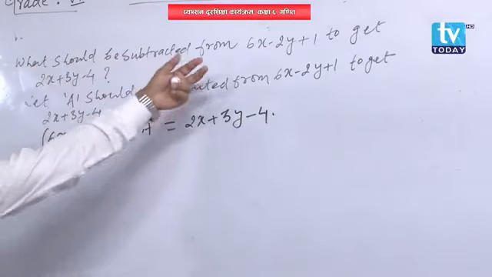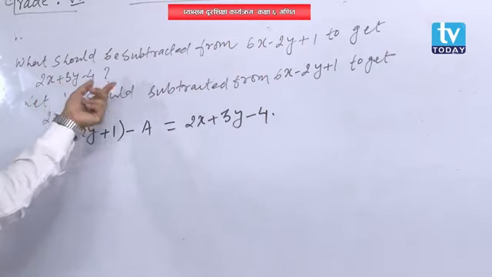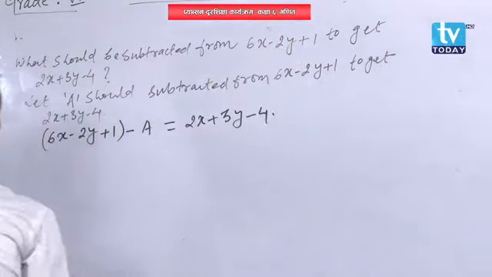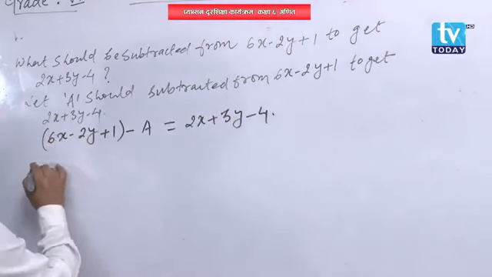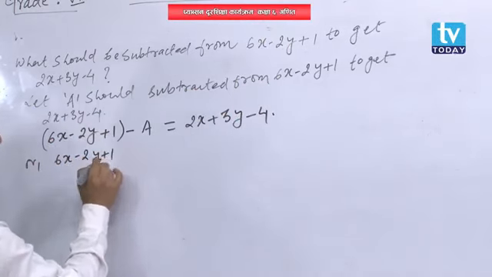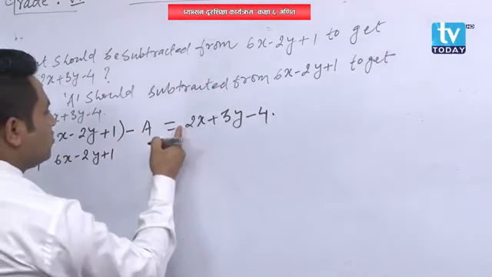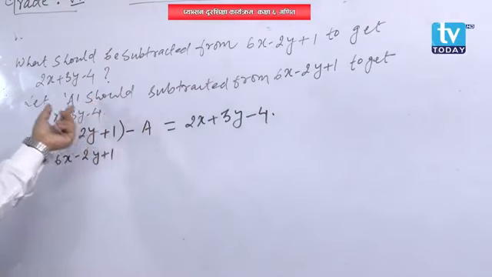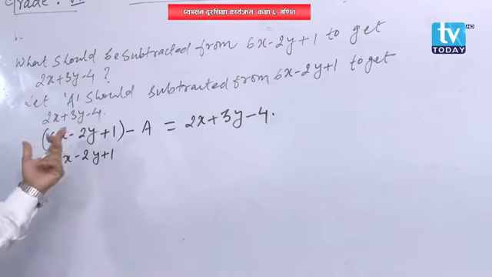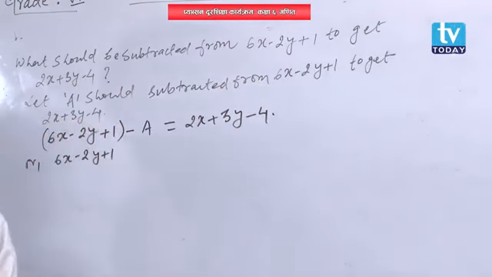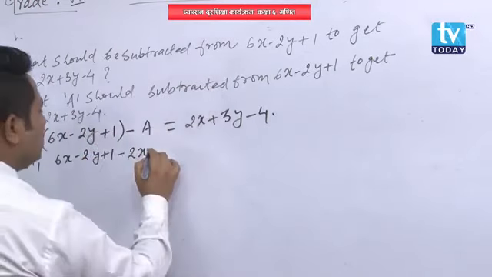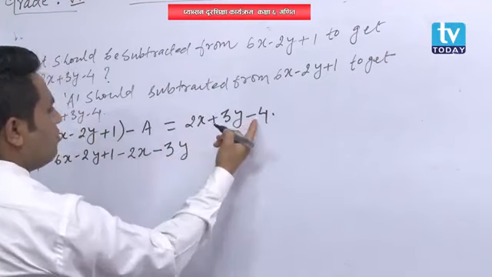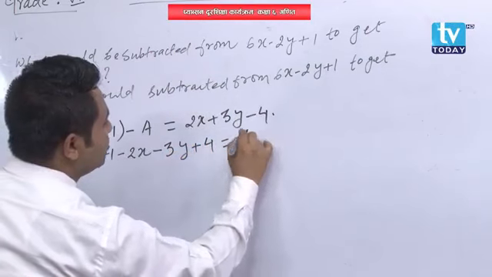What should be subtracted from this to get 2x plus 3y minus 4? That means we are subtracting a from this term, 6x minus 2y plus 1. So, you can take all these terms to the left hand side, because our intention is to find the value of a over here. Here plus 2x, so if you take it over, then it will be minus 2x. Then if you take this plus 3y to the left hand side, then it will be minus 3y. Minus 4, then it will be plus 4 equals a.